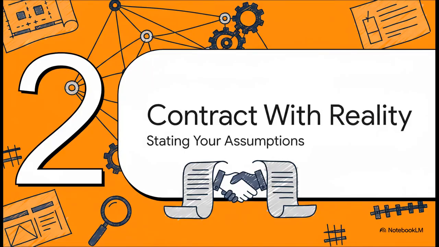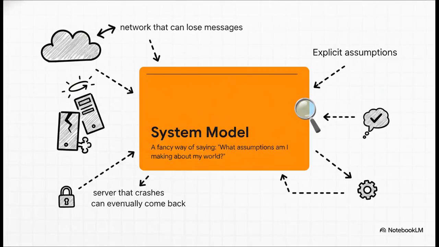So how do we start to put some order on all this? We create a system model. And I really want you to think of it like this. It's your formal, binding contract with reality. It's you, as the engineer, stating exactly what kinds of chaos you're ready to handle, and maybe more importantly, what kinds you're not. And this is not some theoretical academic thing.